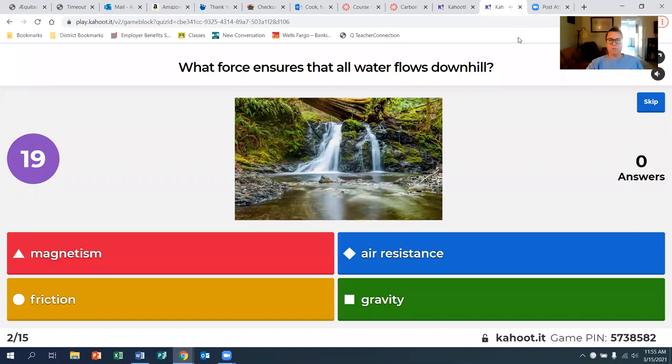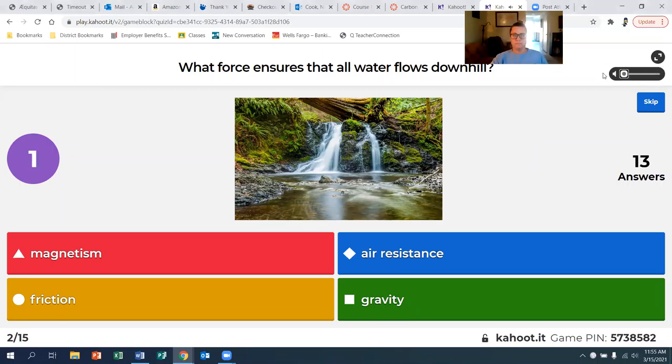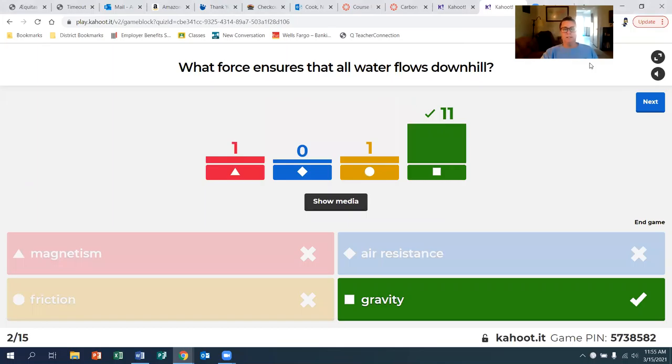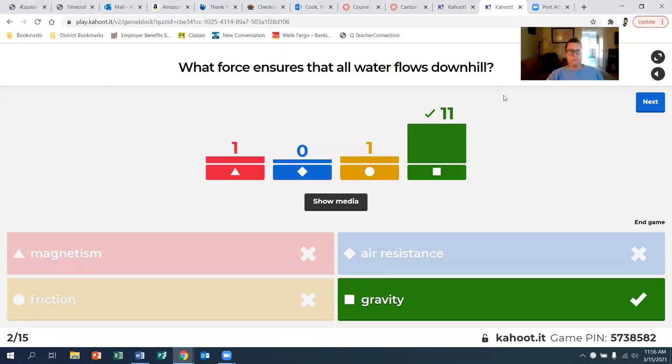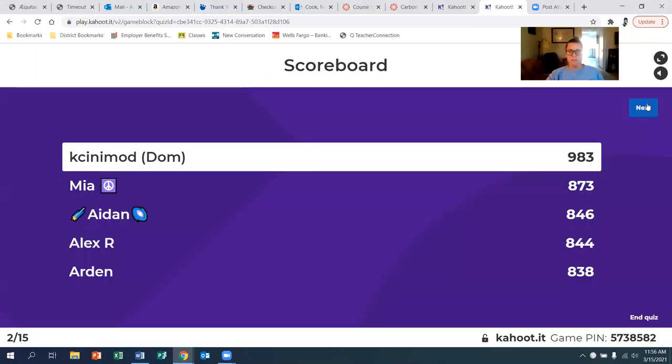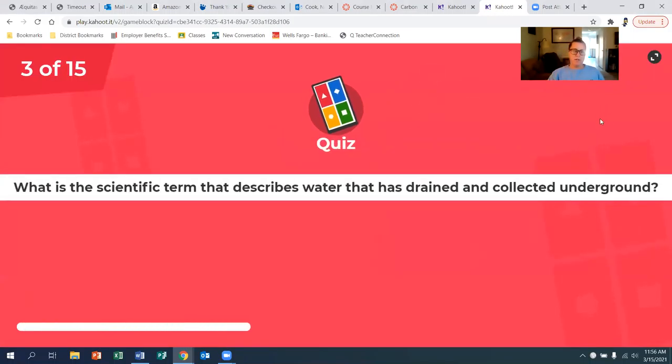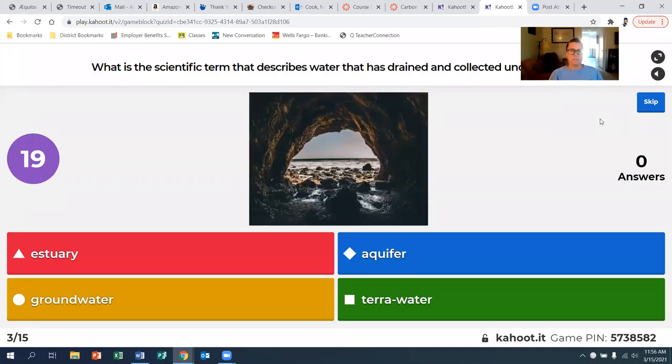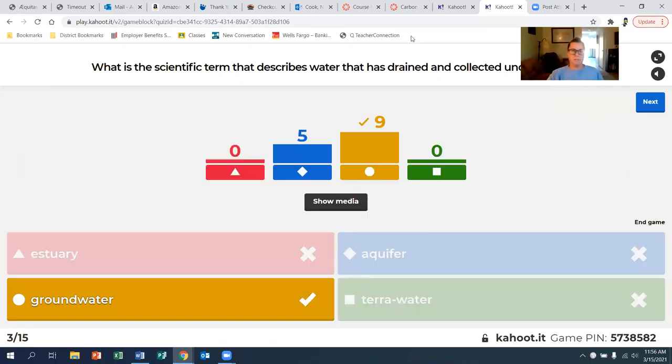What force ensures that all water will flow downhill? Thank you, Xander. Gravity. Yeah, there's that silly show that my kids love, Gravity Falls. Okay, gravity does make sure that water flows downhill. Next question. What is a scientific term that describes water that has drained and collected underground? Keyword is underground. Underground. That would be groundwater, absolutely.